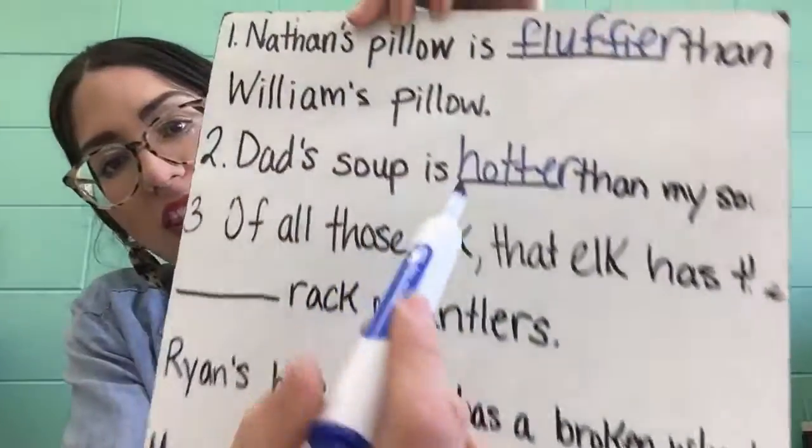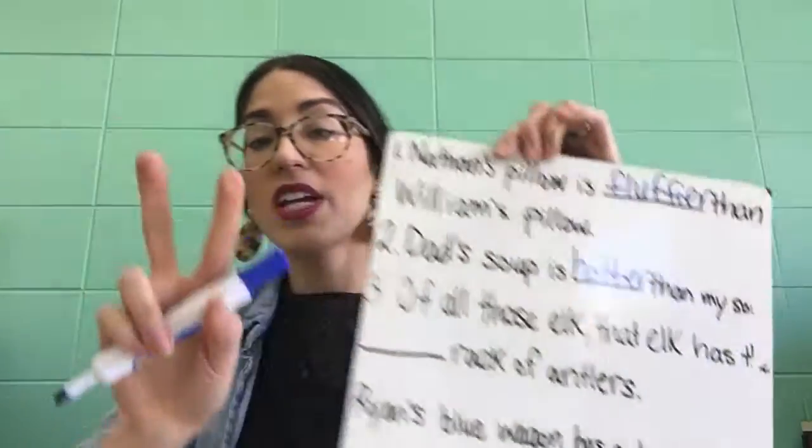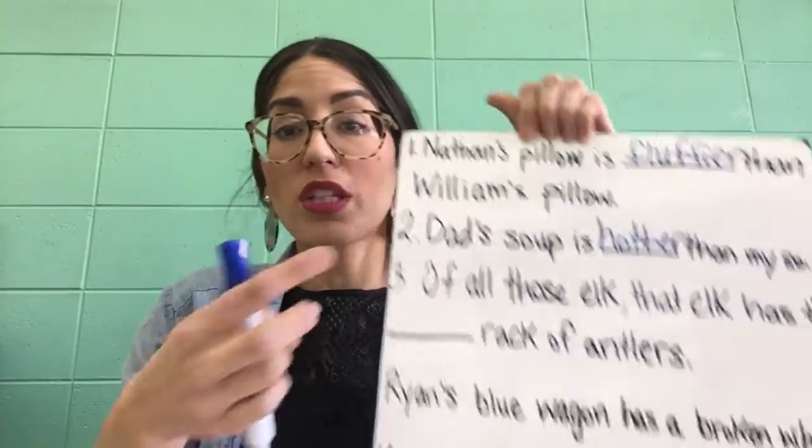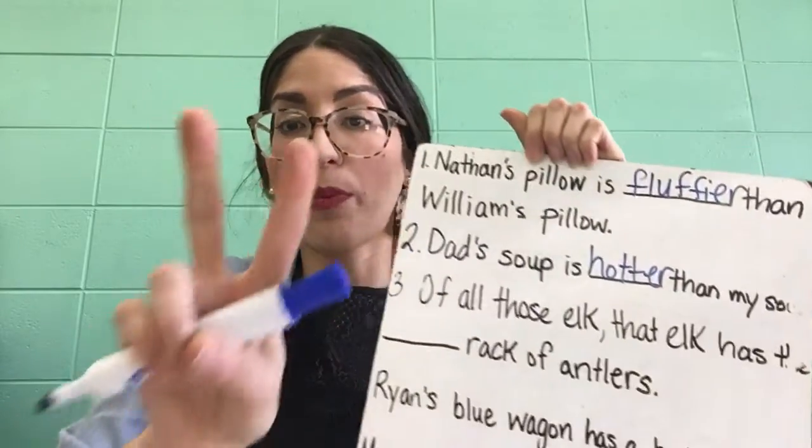Dad's soup is hotter than my soup. We're going to add the ER because it's comparing. ER compares 2 nouns. So it's comparing Dad's soup and my soup. Only 2 soups. Okay? Number 3.